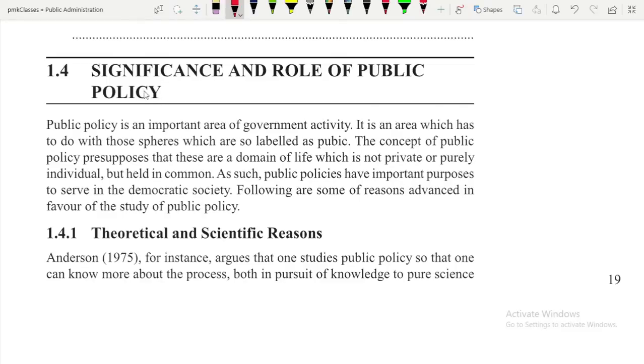हाय, इस वीडियो के अंदर हम कवर करेंगे सिग्निफिकेंस एंड रोल ऑफ पब्लिक पॉलिसी। ओके, तो पब्लिक पॉलिसी का क्या रोल है और इसके क्या सिग्निफिकेंस है। ओके, it means what is the importance of public policy and what are the roles of public policy, that we will discuss, okay, in this video.